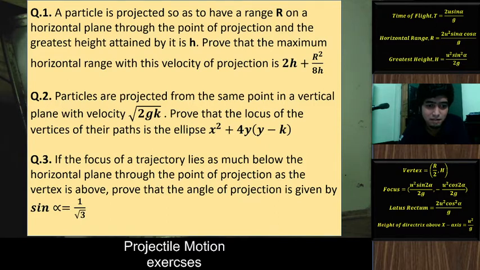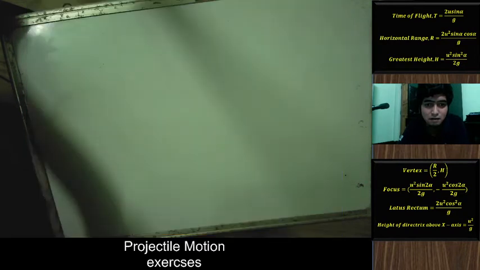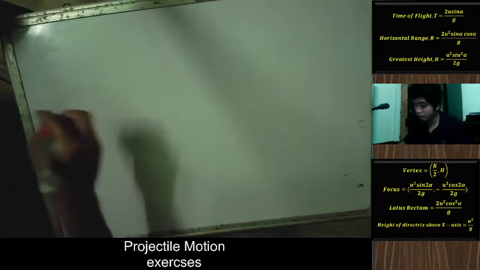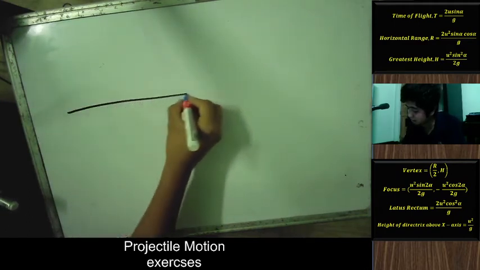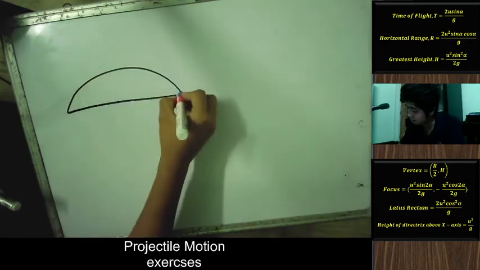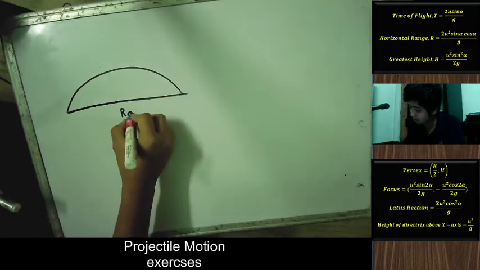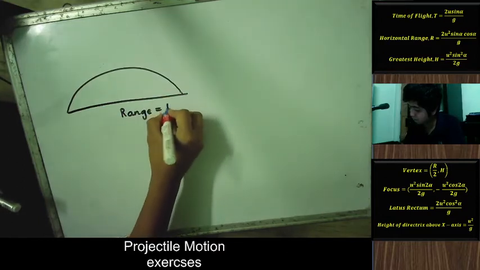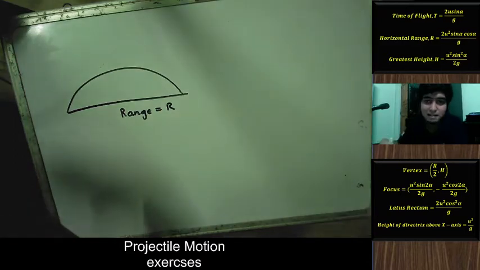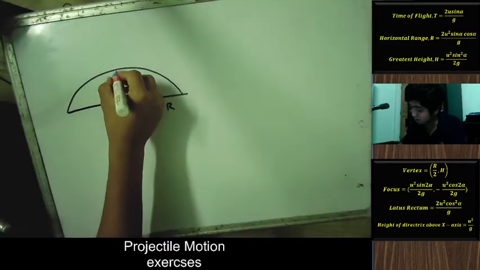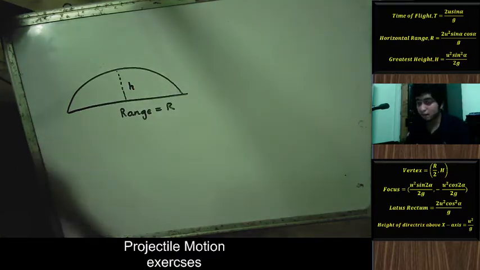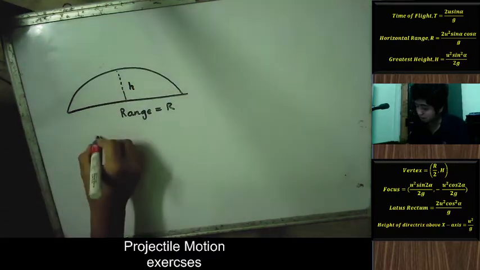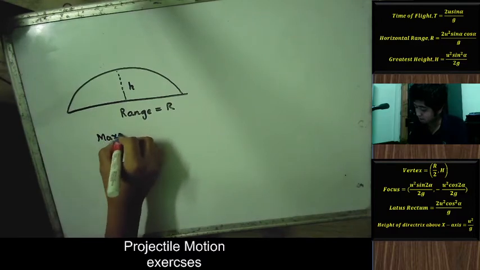So now let us solve. If you are seeing the question, we are throwing a projectile and it has range r. And the greatest height is denoted by a small letter h. And also we have something which is called the maximum range.